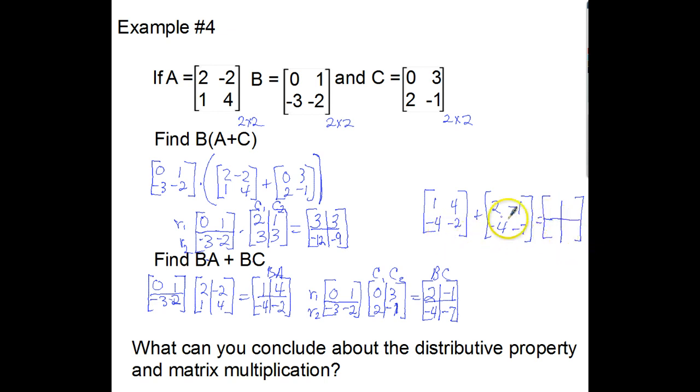How do you add? Just add corresponding entries. Row 1 column 1 plus row 1 column 1. 1 plus 2 is 3. Row 1 column 2 plus row 1 column 2, 4 and negative 1 is 3. Row 2 column 1 plus row 2 column 1, negative 4 plus negative 4 is negative 8. And then row 2 column 2 plus row 2 column 2, negative 2 and negative 7 is negative 9.